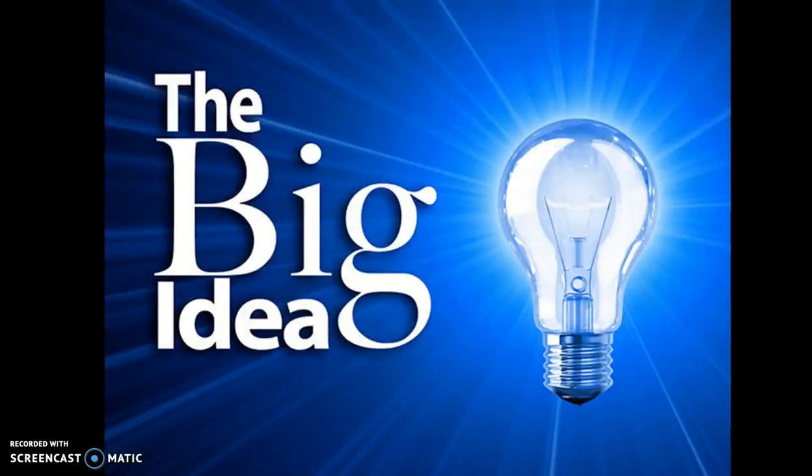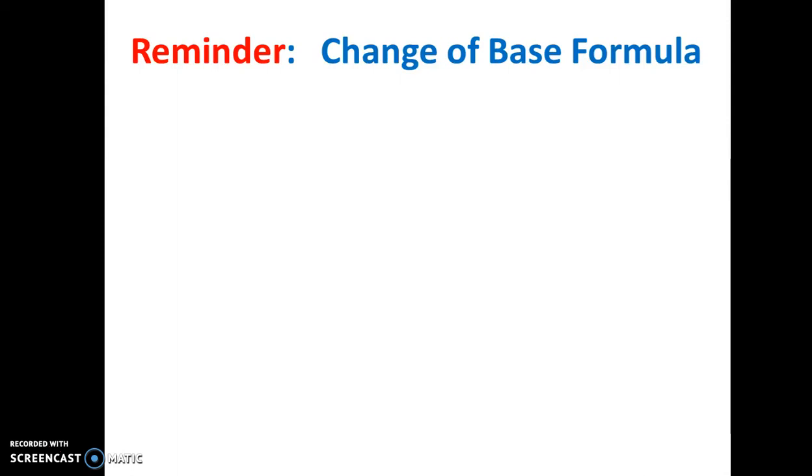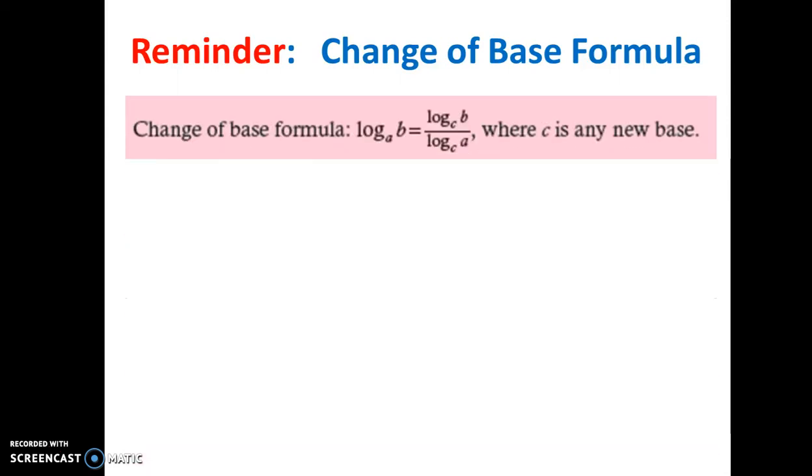All right, let's begin with a big idea in logs. There's something called the change of base formula. Let me remind you what it is. The change of base formula looks like this. If we have a log of some base and we want to change it to a log of a different base, see how the a changed to a different base, we can use this rule here. This rule is much easier to understand with an example, so let's take a look.